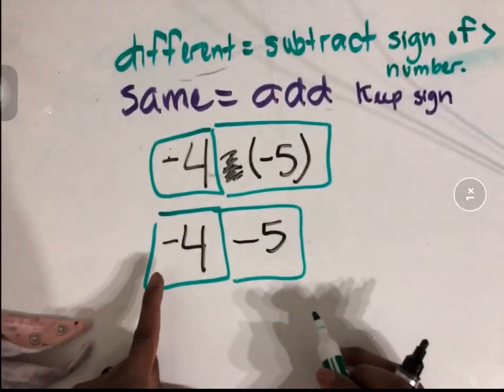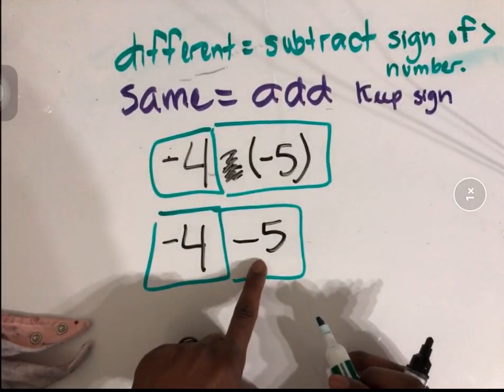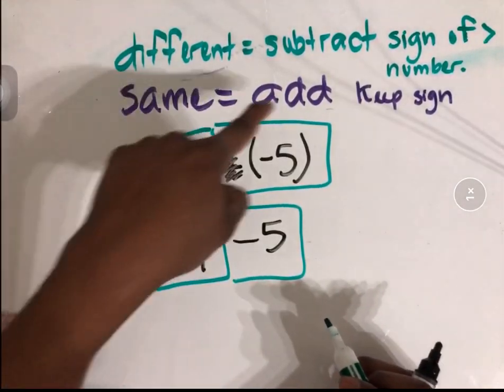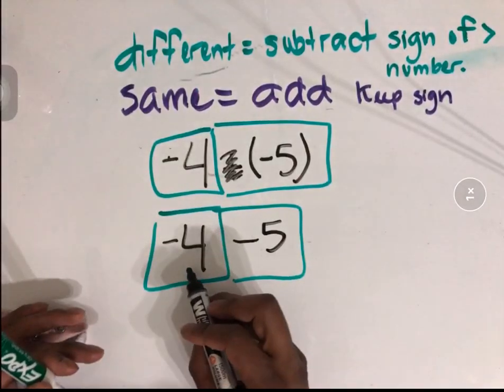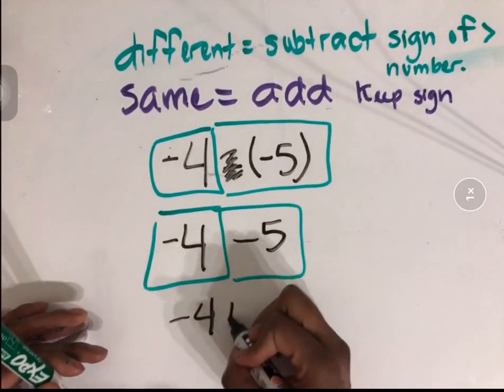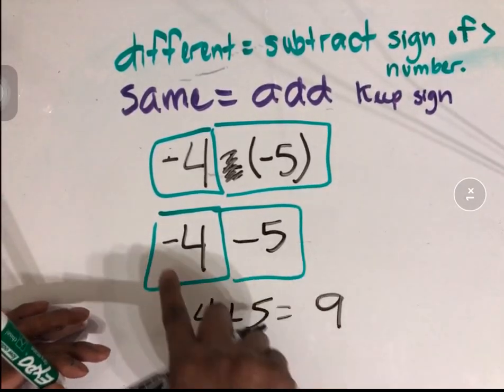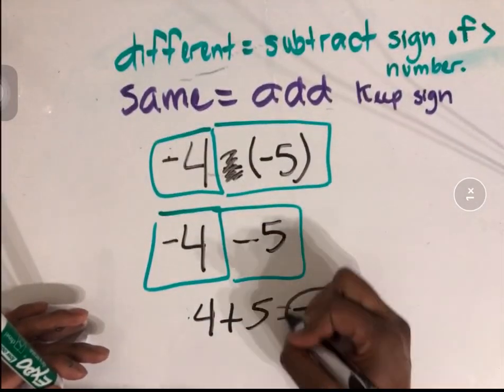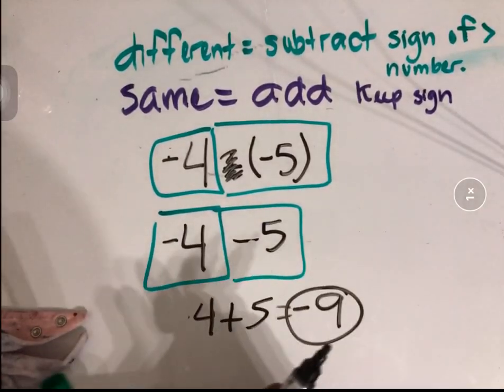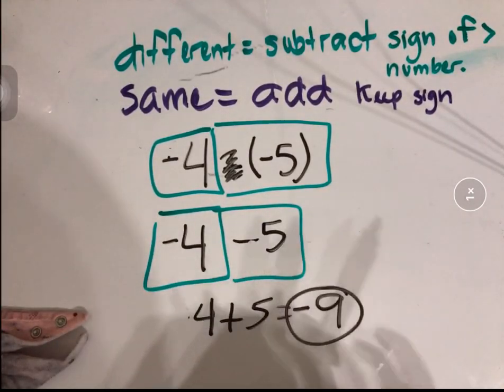I have a negative and a negative, which means they're the same sign. I add and keep the sign. I'm going to add -4, or just 4 plus 5. My answer is going to be 9. They're both negative, so my answer is negative. This is how it works. This is what our understanding needs to be.